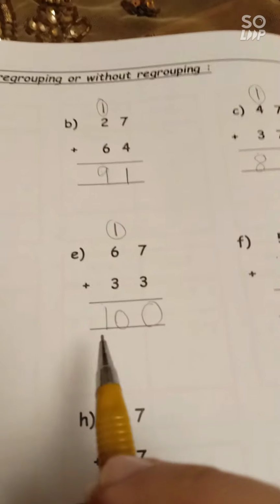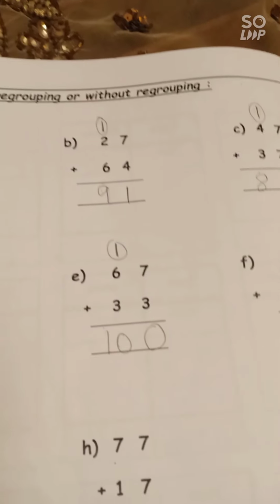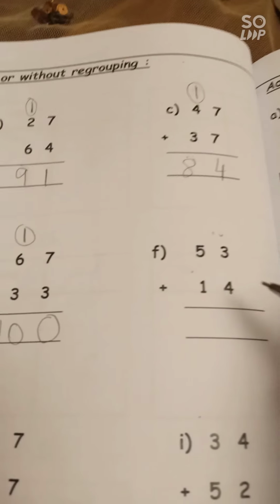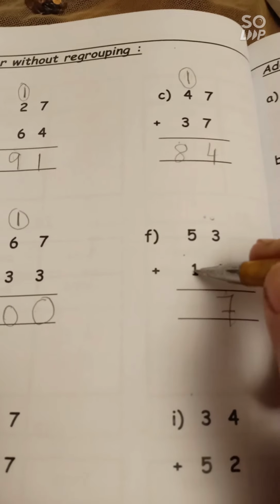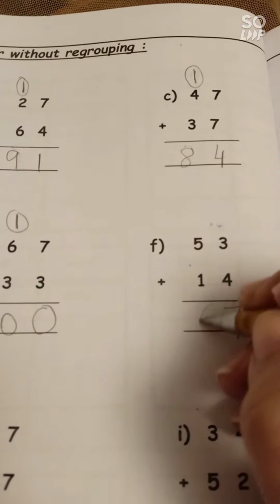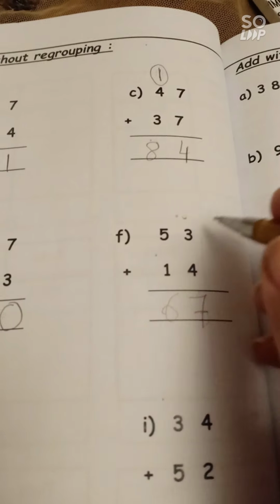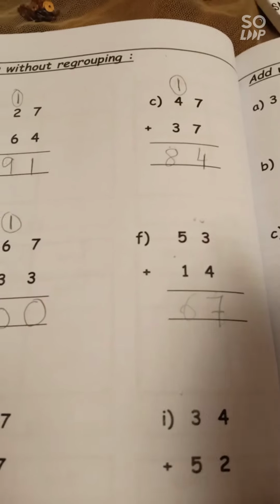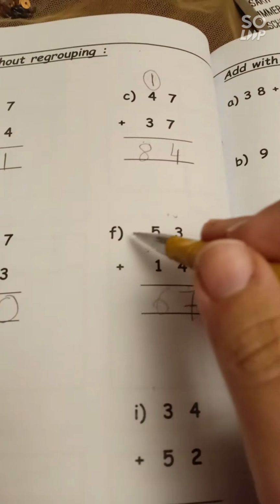So the result is 100. Okay, here we have 53 plus 14. 3 plus 4 equals 7. And 5 plus 1 equals 6. In this example, we don't have two numbers, so that's why we didn't put the 1 or anything in the tens.